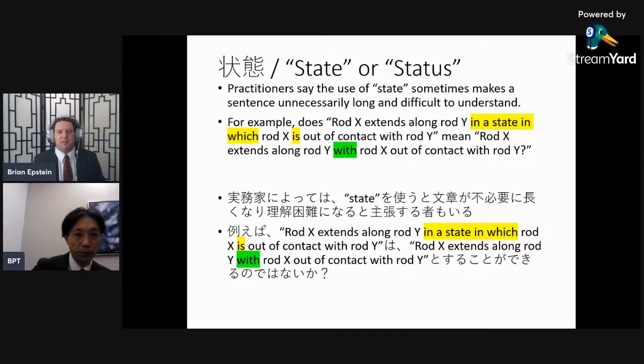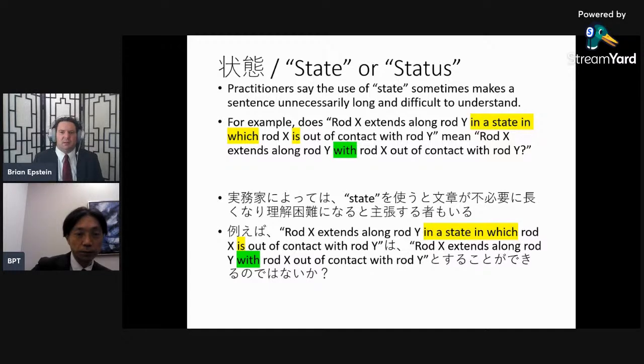And does that mean that rod X extends along rod Y with rod X out of contact with rod Y? These sentences or features are very similar. I've highlighted the difference in these two recitations, right? So the first one has its differences in yellow. The second statement has its differences in green. And so we're wondering, does this mean the same thing?